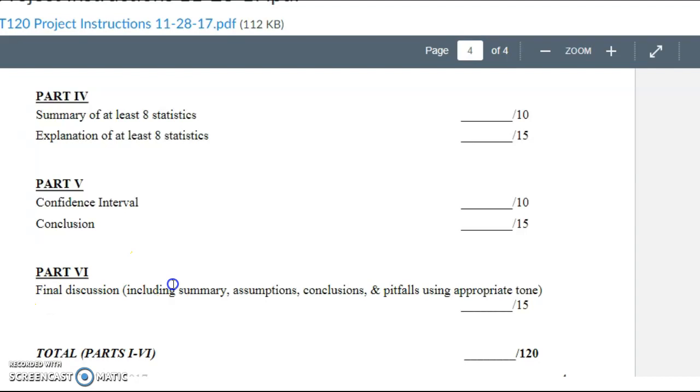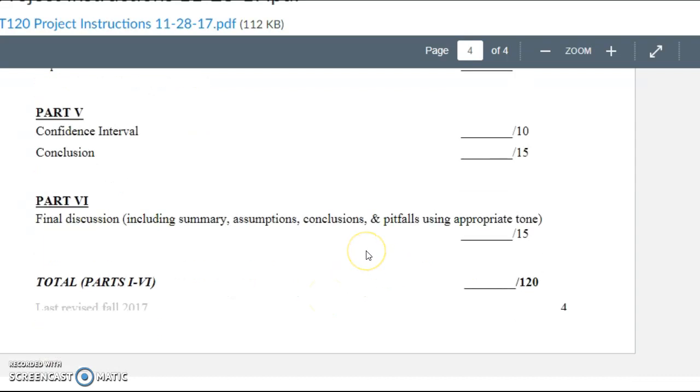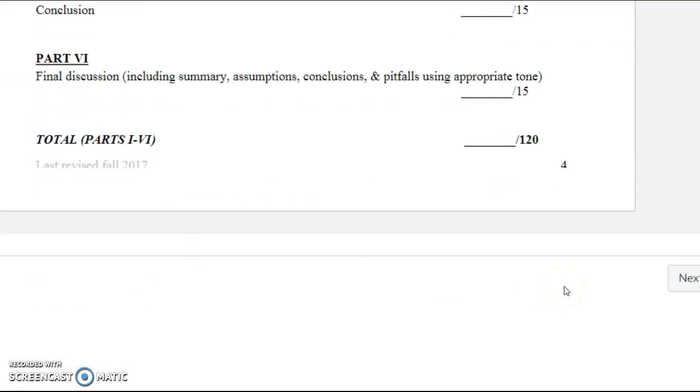Part 6, that final discussion. I want a summary of what happened, your assumptions you made, any conclusions, and any pitfalls, and using appropriate tone, i.e. what kind of bias. So it's 120 total points.